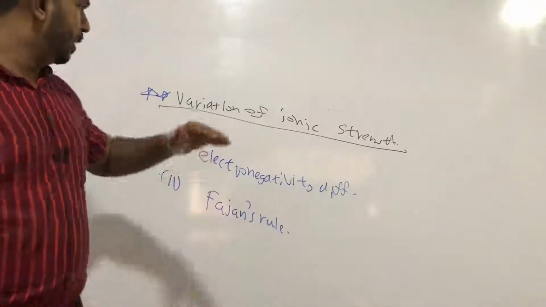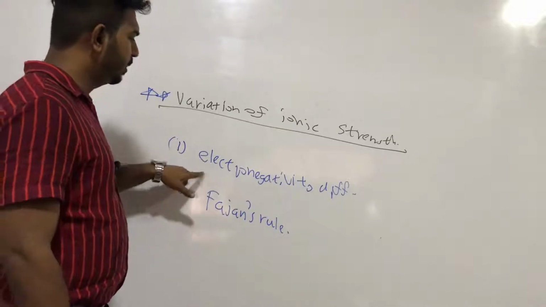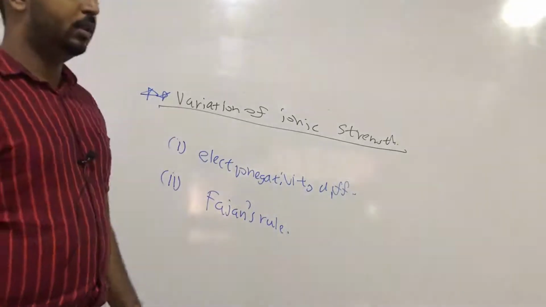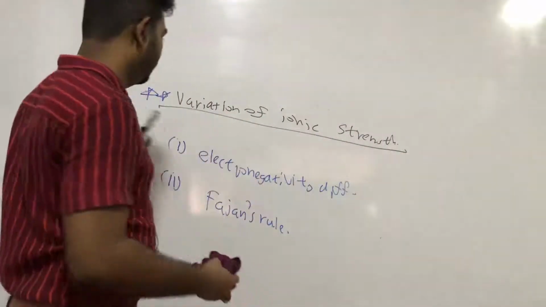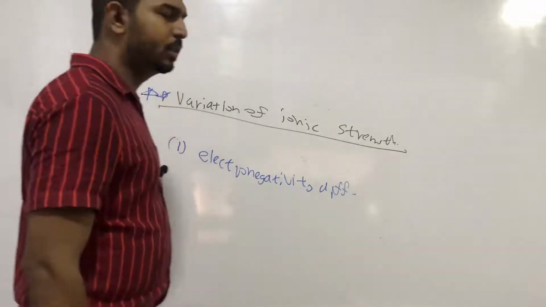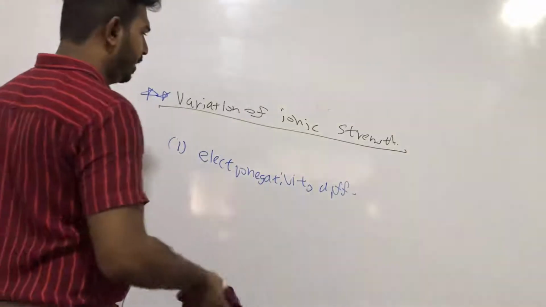Put the topic, variation of ionic strength. Then put the first subtopic: electronegativity difference. First subtopic is electronegativity difference.